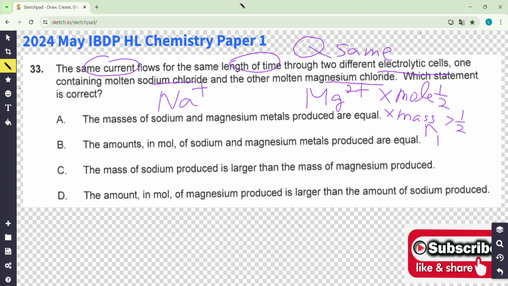Welcome back. Okay, so you got it. Yes. What is the answer? Yes, the answer is C. The mass of sodium produced is larger. The amount of sodium produced is larger. Both mass and amount produced of sodium are larger. So all the other three, equal or magnesium more, are wrong. See, right? Equal, equal. It even says magnesium larger. So the answer is C.